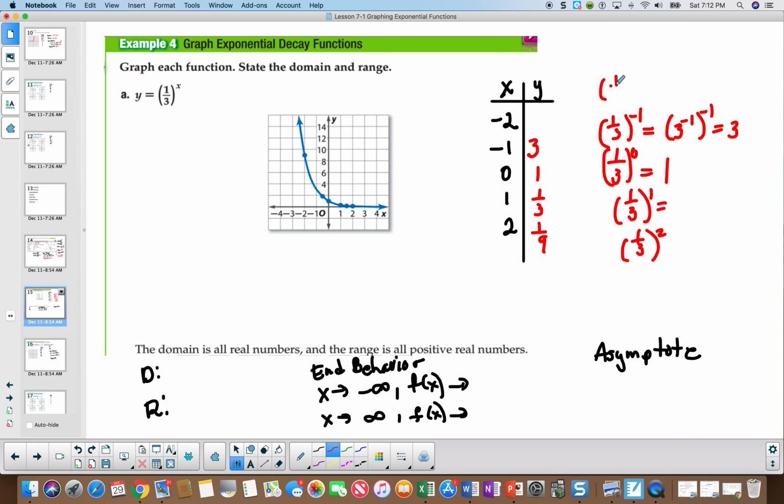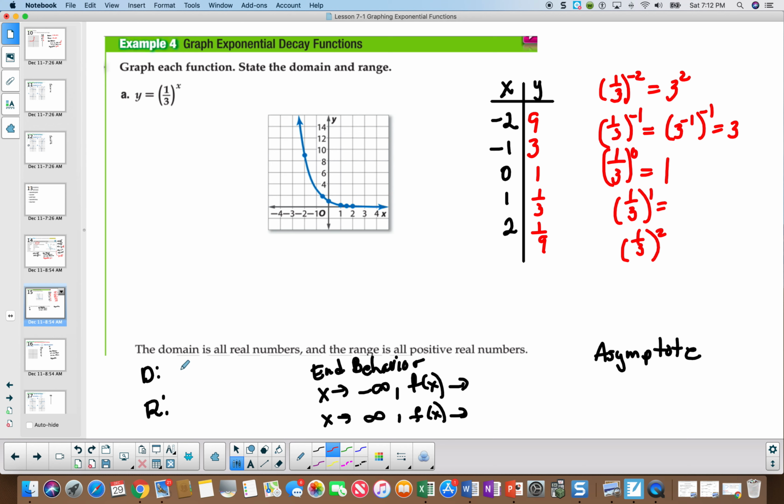So this is going to be 1/3 to the negative 2 power, and that's the same thing as 3 to the second. Remember, that's a reciprocal relationship, and that's going to be 9. And this is the graph right here.